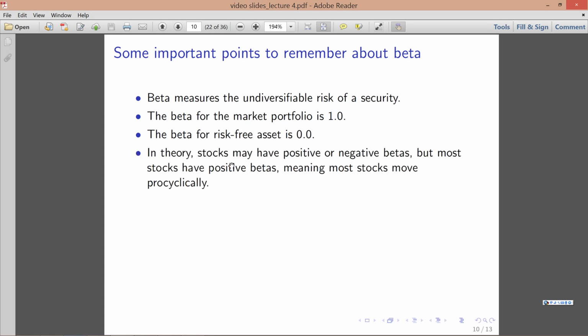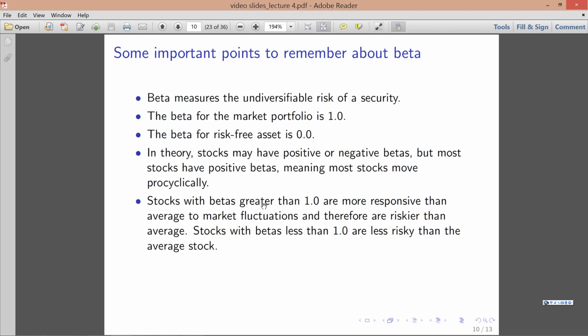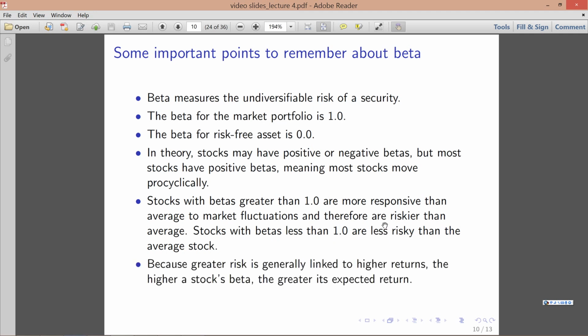In theory, stocks could have positive or negative beta, but most stocks have positive ones. Stocks with beta greater than 1 are more responsive than the average market fluctuations, and therefore are riskier than average stocks. And stocks with beta less than 1 are less risky than the average stock. And because greater risk is generally linked to higher return, the higher a stock's beta, the greater its expected return.